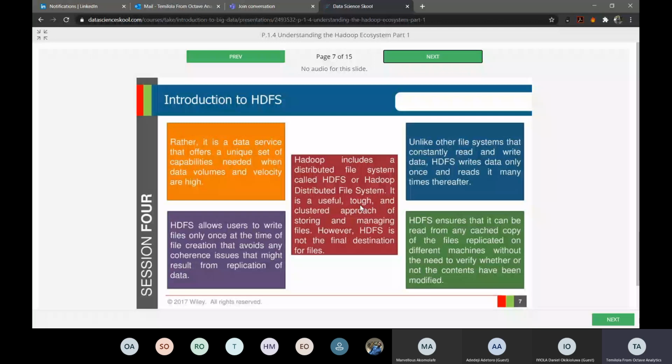The major function of HDFS is that it is a useful, tough and clustered approach of storing and managing very large amounts of data. It can be gigabytes, terabytes of files. In your normal File Explorer or Windows Explorer, you can have all sorts of files that have different sizes. So just see it as if you use it to store different blocks of data. That's what the name Hadoop Distributed File System implies. It's basically used for storing different blocks of data, different blocks of files, and the rest.